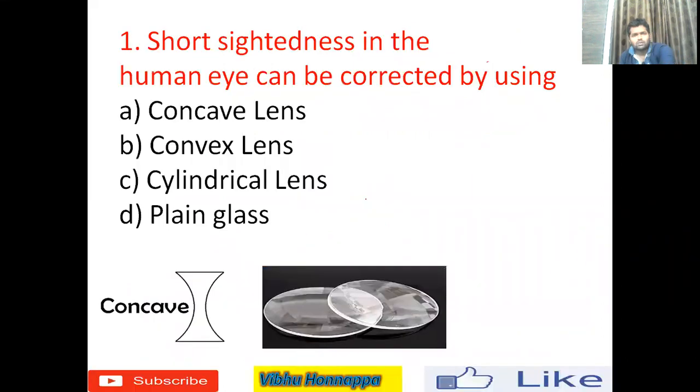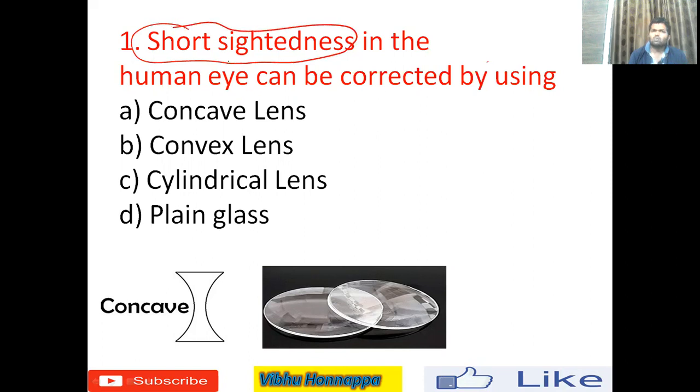We'll see the first question. Short-sightedness in the human eye can be corrected by using: option A, concave lens; option B, convex lens; option C, cylindrical lens; option D, plain glass. So what is short-sightedness?